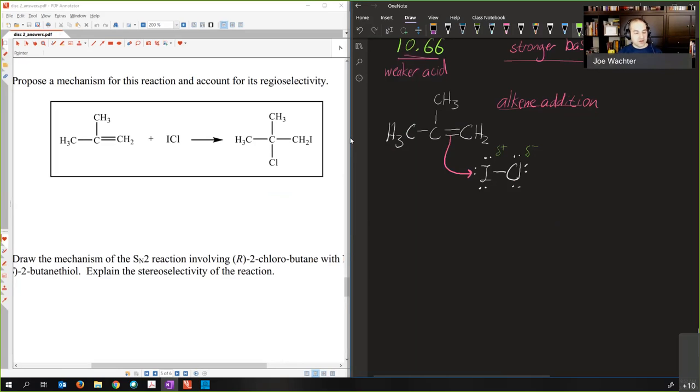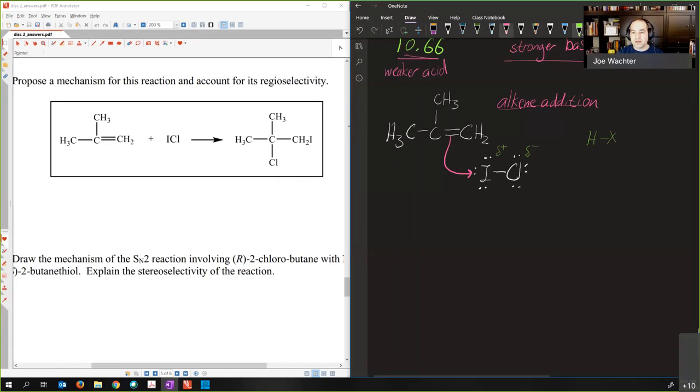The other way to do it is to use the information that you're already given. In this example, we see that the I ends up on the less substituted carbon over on the end. The Cl ends up on the more substituted carbon. So if we're assuming that this is like an HX type situation, the thing that gets attacked first ends up on the less substituted side so that the carbocation can be over here, because the tertiary carbocation will be more stabilized.